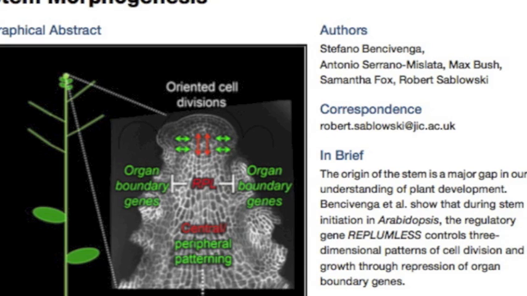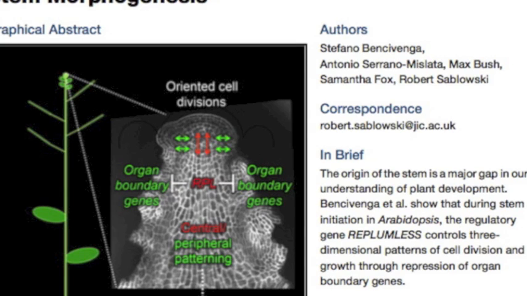Potentially, it is to do with patterning, which sets up vascular patterning, and we know that vascular differentiation is important for the timing and the degree of stem growth later. So that's one future direction.